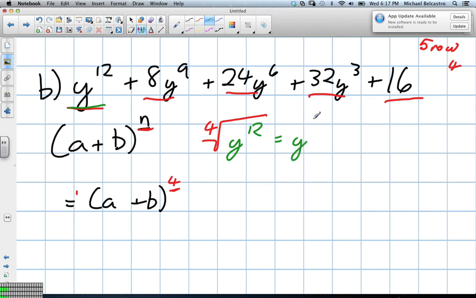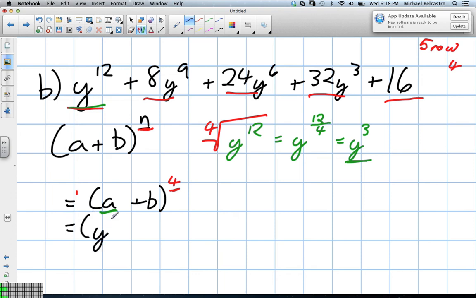Now, this exponent would be 12. That would be the top of the fraction. And the power of the radical, whatever the radical is to, we put that on the bottom of the fraction. Okay? Well, what would 12 divided by 4 be? 3. So y cubed will be our original term. That's another way we can solve a radical without using our calculator. Okay? So that's going to give us our A term. That will be our A term in here. So we found another step.